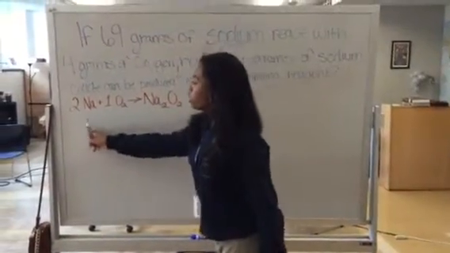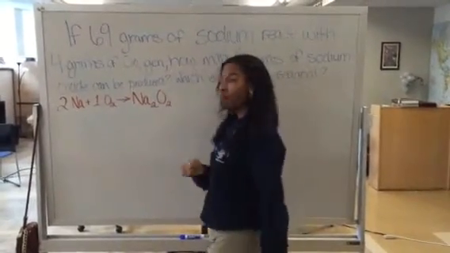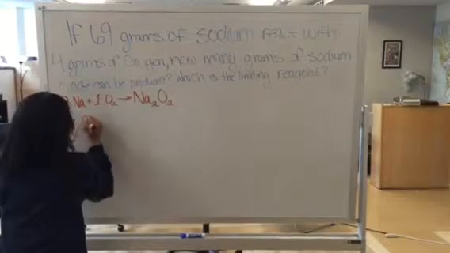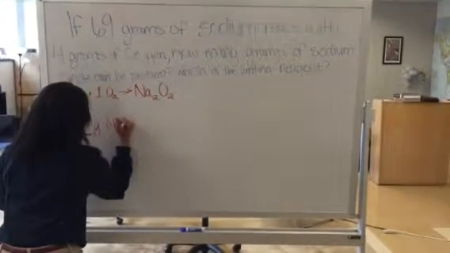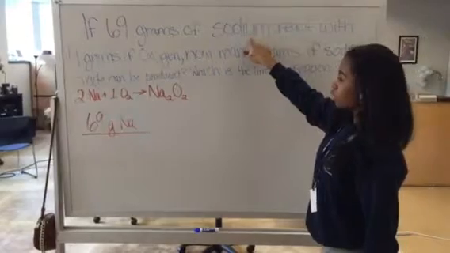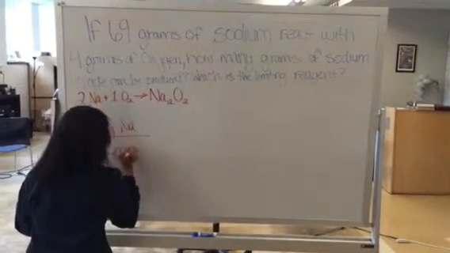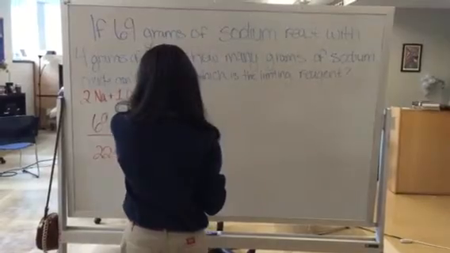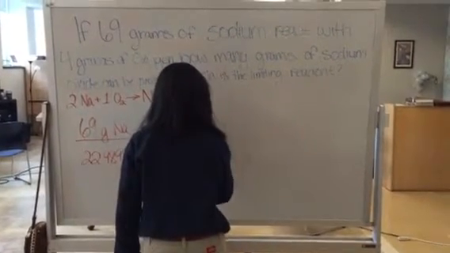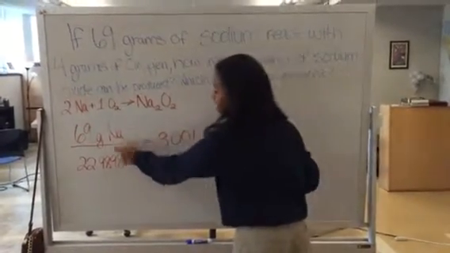So, our chemical equation is 2Na plus 1O2, and you get Na2O2. To start off the problem, we're going to do 69 grams of Na over, you're going to find the molar mass of sodium. So you do that divided by 22.9898, and you divide that and get 3.001 moles. So 3.001 moles. This is sodium.